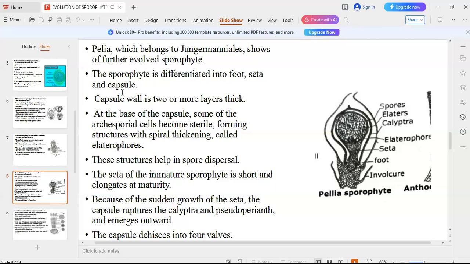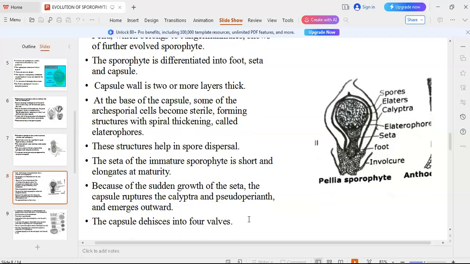At the base of the capsule, some of the archesporial cells become sterile, forming structures with spiral thickenings. This is called the elaterophore, the special character of Pellia. These structures help in spore dispersal. Elaters, elaterophore, and pseudoelaters all help in spore dispersal. Remember that. The seta of the mature sporophyte is short and elongates at maturity. Because of the sudden growth of the seta, the capsule ruptures the calyptra and pseudoperianth and emerges outward. The capsule splits into four valves, and then the spores are released. This is about the Pellia sporophyte.